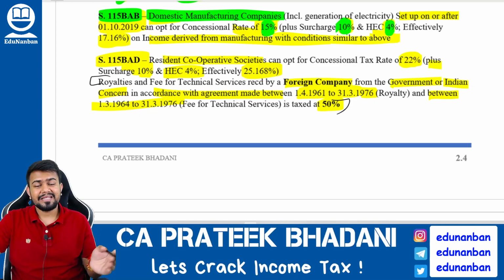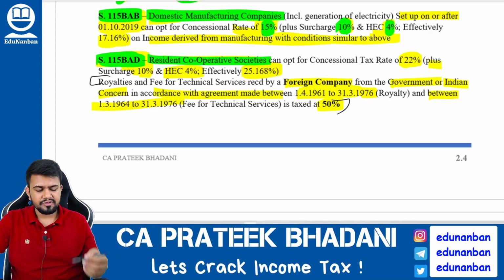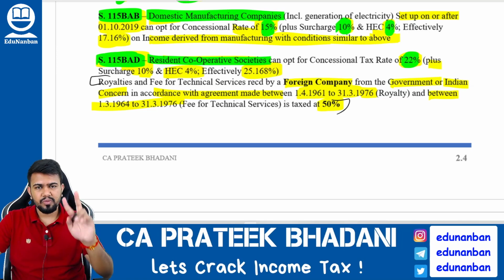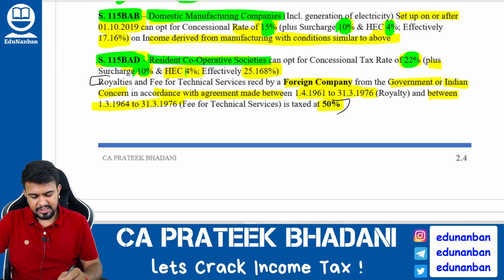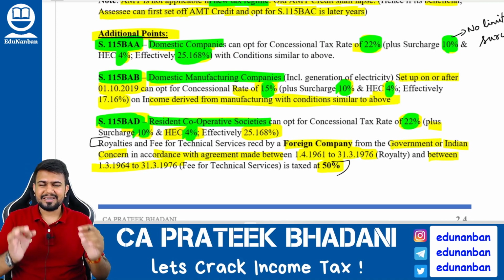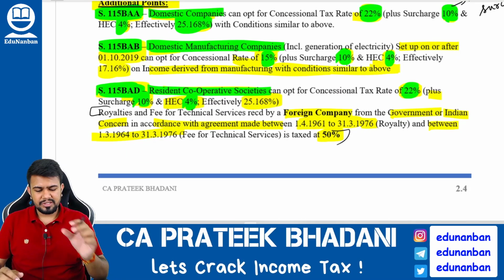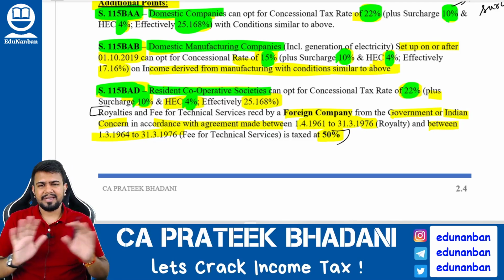And similarly, there is one more section called 115BAD, which is there for resident cooperative society. If they satisfy the condition given in that section, they can opt for concessional tax of 22% plus 10% surcharge plus 4% health and education cess. So special tax regime or new tax regime is also applicable for companies as well as cooperative society. However, you need not learn in detail. You just know what is the reduced tax rate, that is enough.